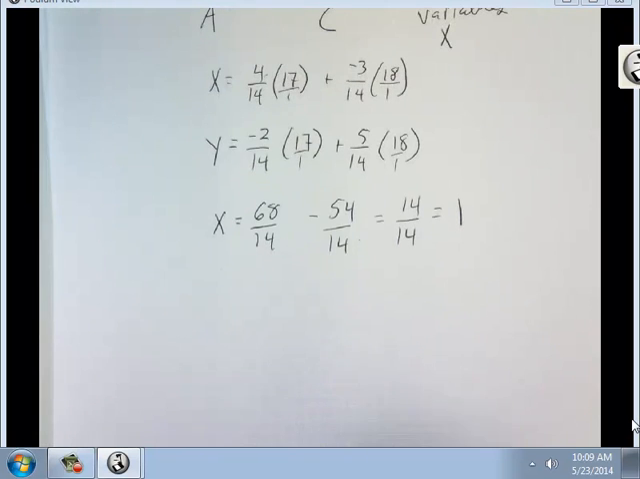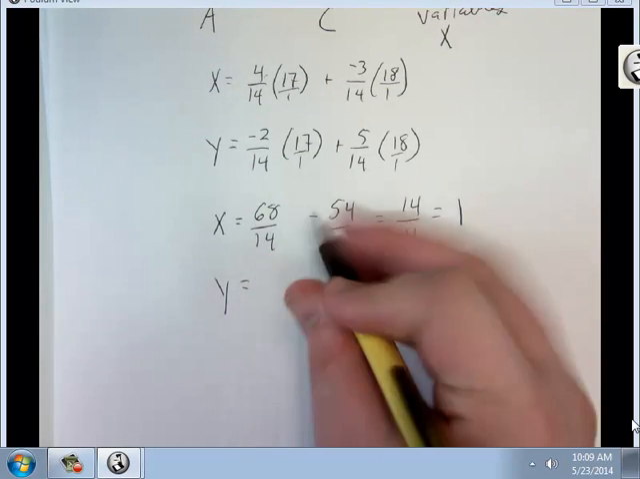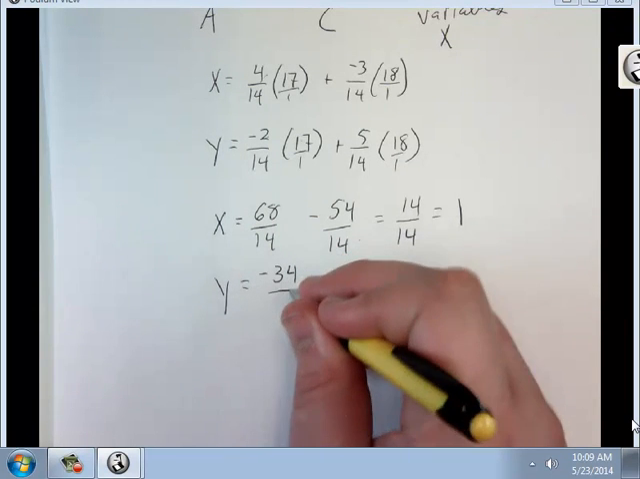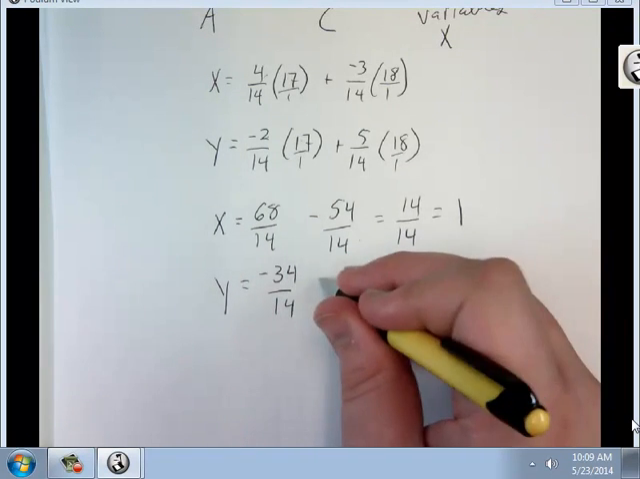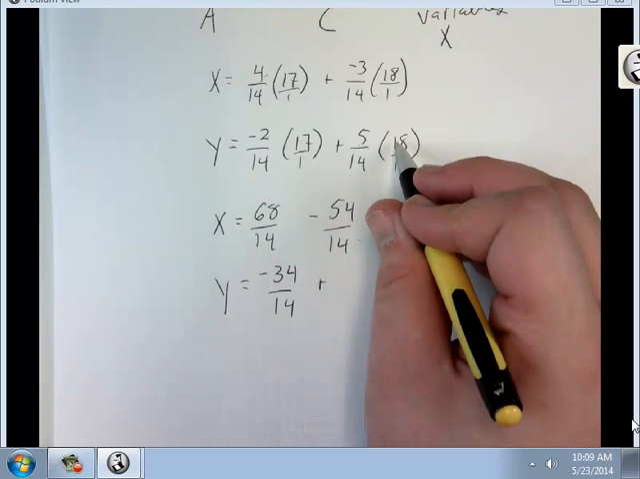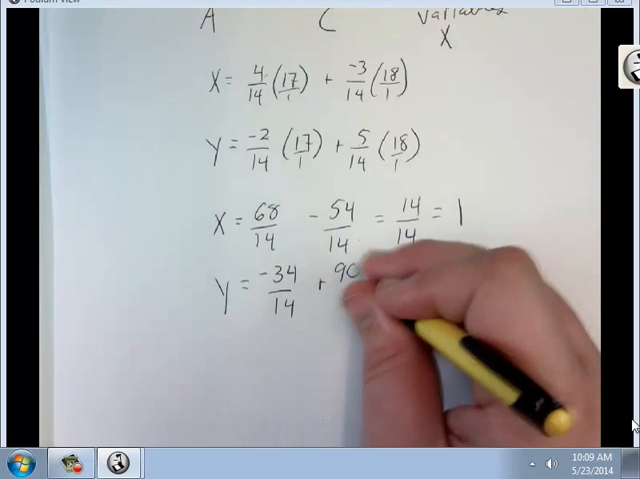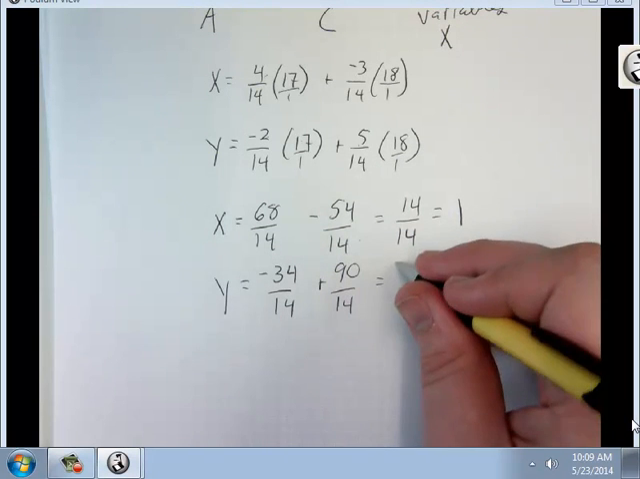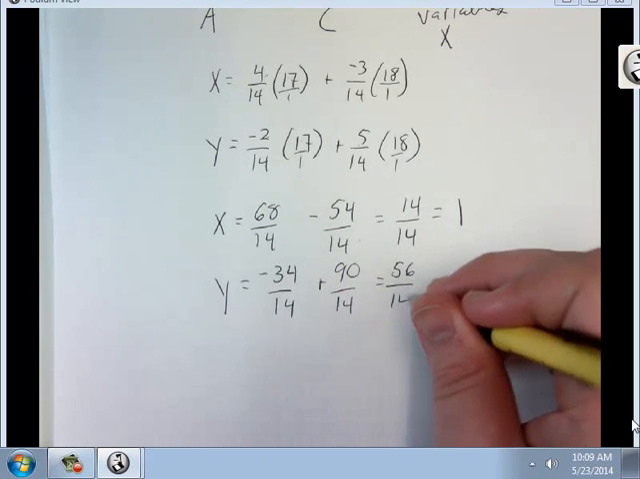How about y? Negative 2 times 17 is negative 34 over 14. Plus 5 times 18 is 90 over 14, which is 56 over 14, which is 4.